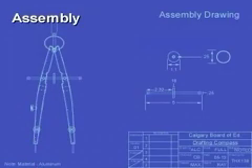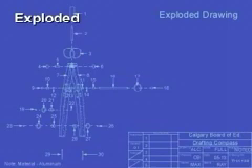Assembly drawings show where and how the various parts fit into the finished product. An assembly drawing is typically a front view. Exploded views are nothing more than a series of pictorial drawings, usually isometrics. They show the parts that make up the object in proper location to one another.